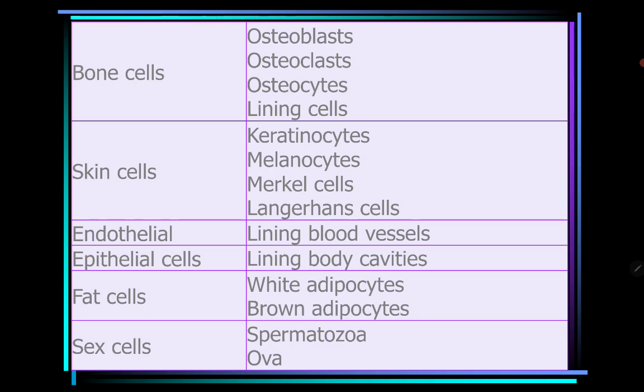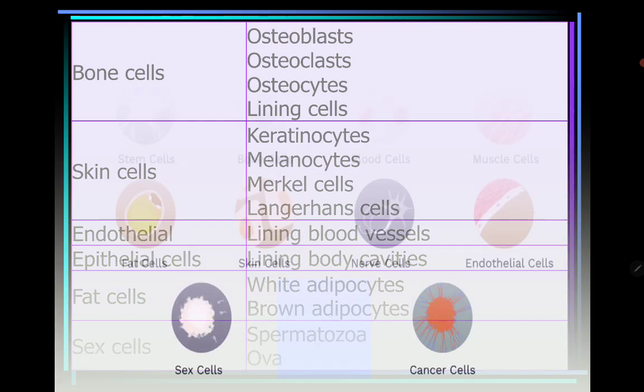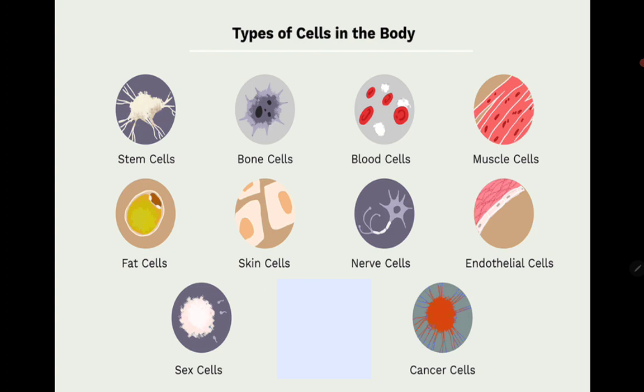We have also the endothelial or the lining of the blood vessels, epithelial cells, the lining of the body cavities, then the fat cells or white adipocytes and the brown adipocytes. The sex cells, we have the spermatozoa and the ova. So let's take a look at the figure of these types of cells inside our body. And let's discuss this one per cell for you to familiarize the cells inside our body.